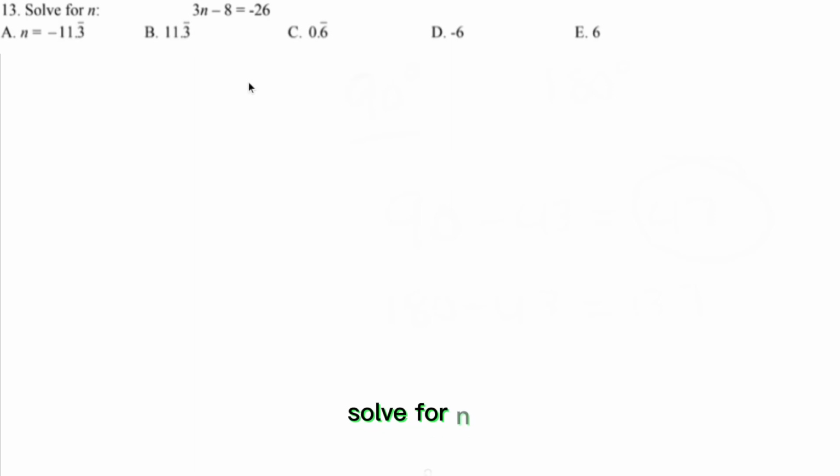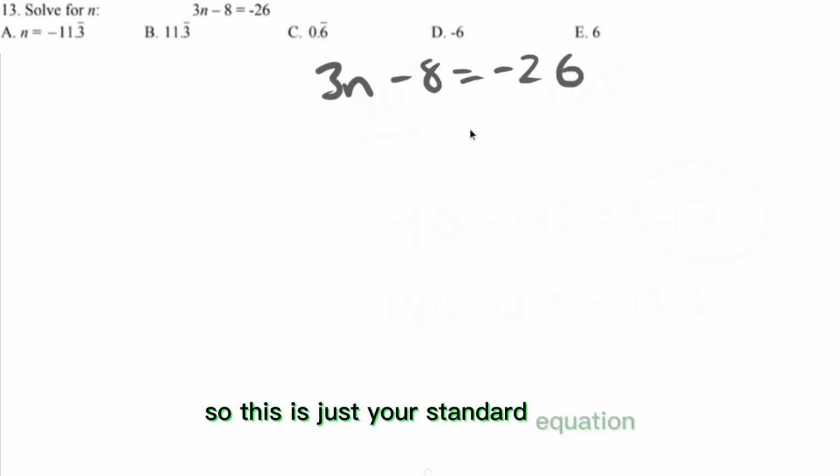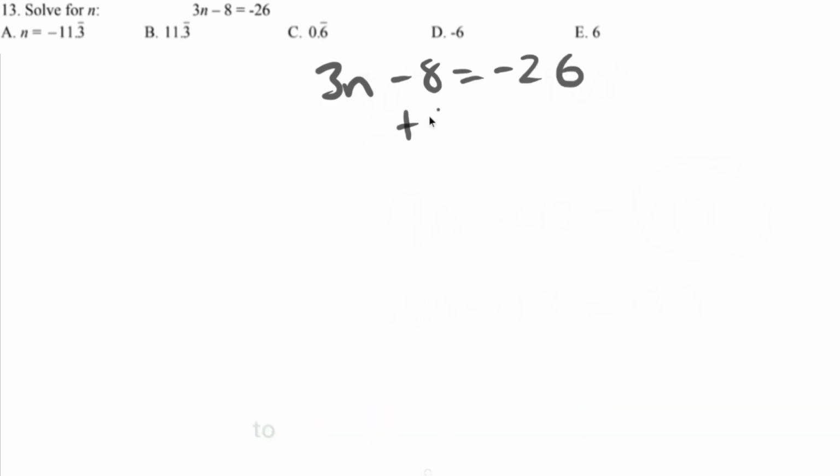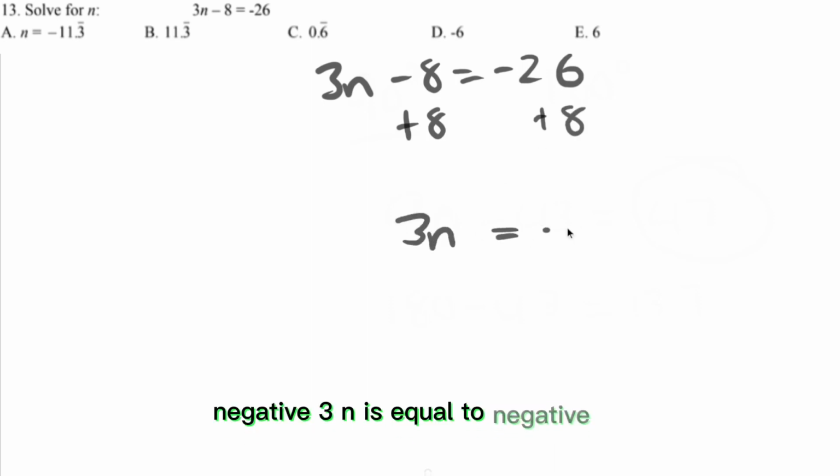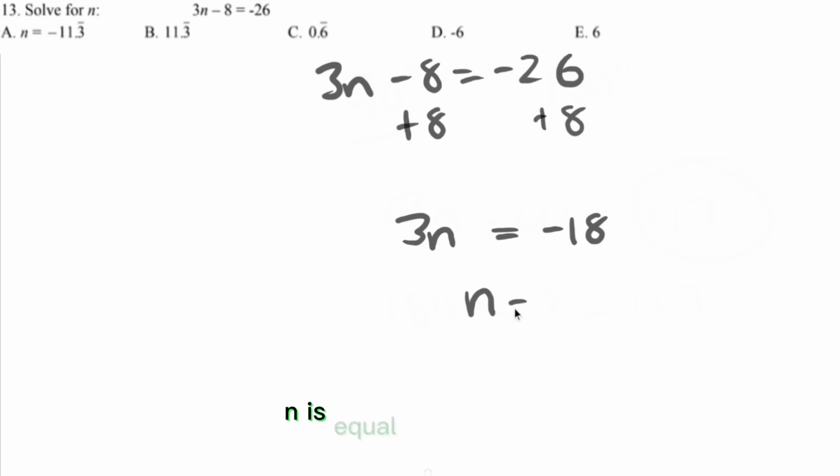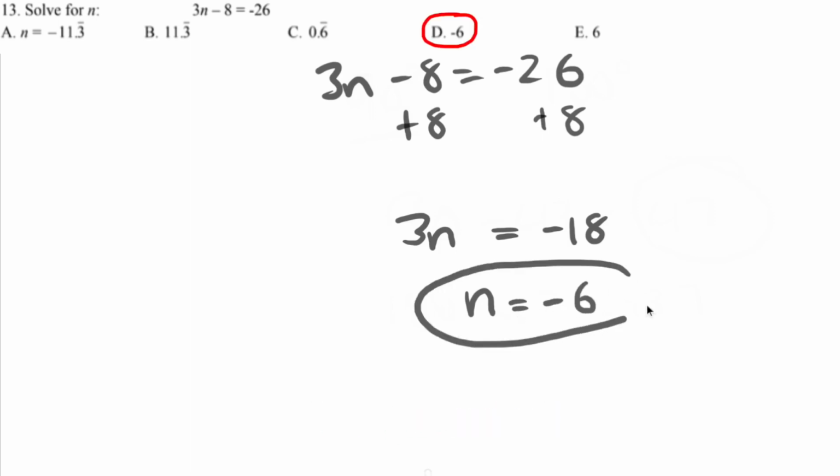13. Solve for n. 3n minus 8 equals negative 26. So this is just your standard equation. So all you have to do is add 8 to both sides of the equation. And that gets you 3n is equal to negative 18. And that becomes n is equal to negative 6. And that's your answer.